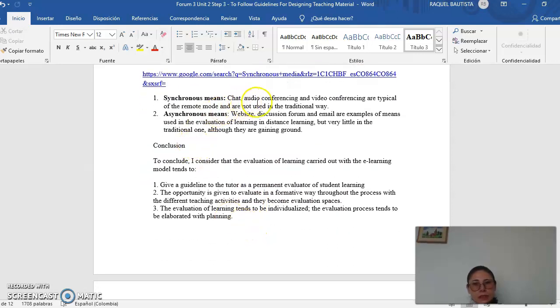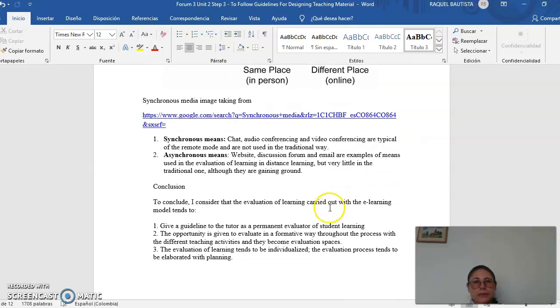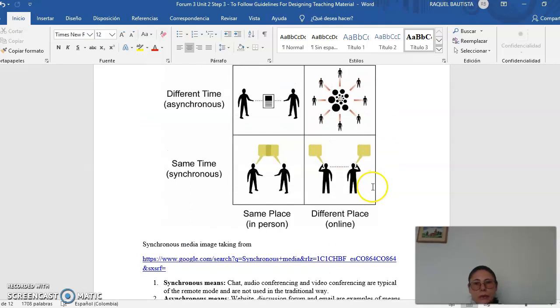Synchronous means chat, audio conferencing, and video conferencing, which are typical of the remote mode and are not used in the traditional way. Asynchronous means website, discussion forum, and emails, which are examples used in the evaluation of learning in distance learning, but very little in the traditional one, although they are gaining ground.